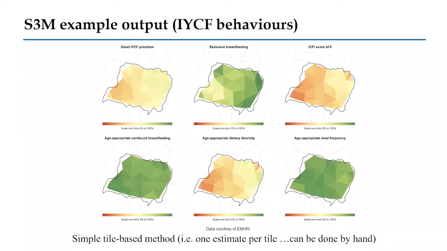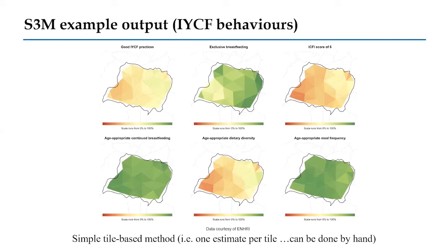And we can also look in the middle, on the bottom row in the middle map, we can see that age-appropriate dietary diversity is not as good in that area. So we can see here that there is one particular part of the program area where IYCF behaviour is not very good. And we can also see that it's probably due to poor exclusive breastfeeding and to poor age-appropriate dietary diversity. But here, continuing breastfeeding and age-appropriate meal frequency are looking good.